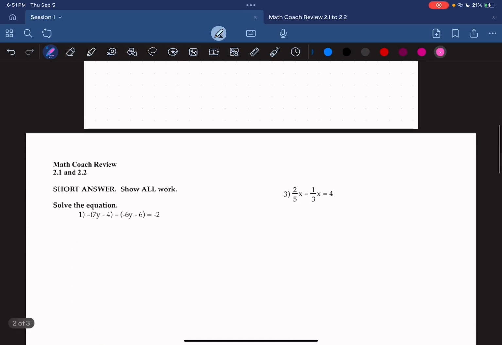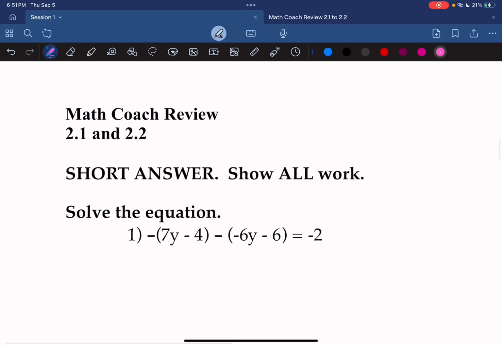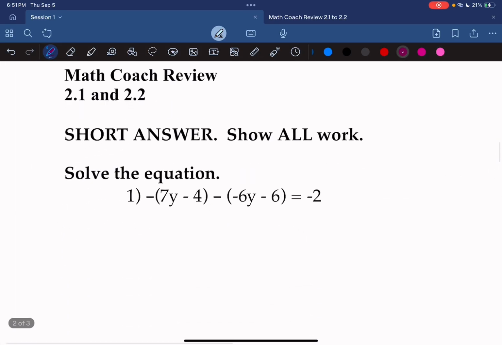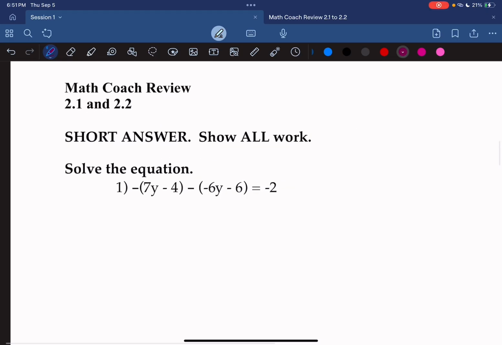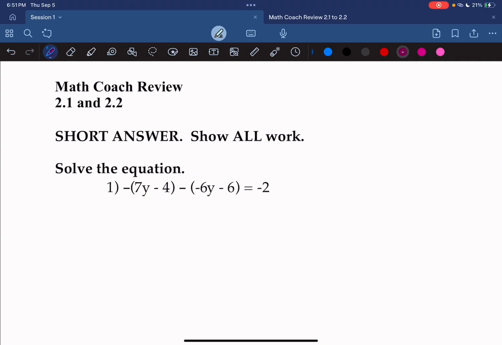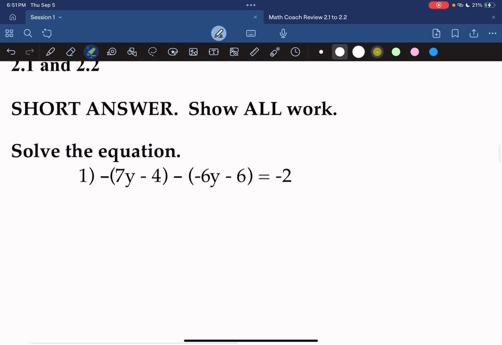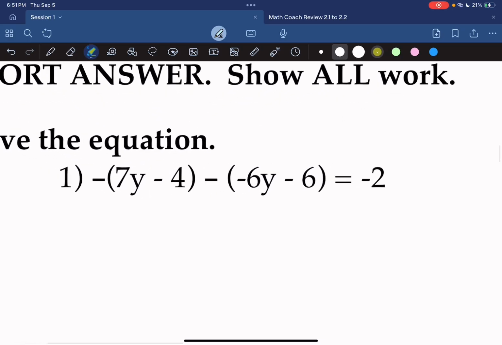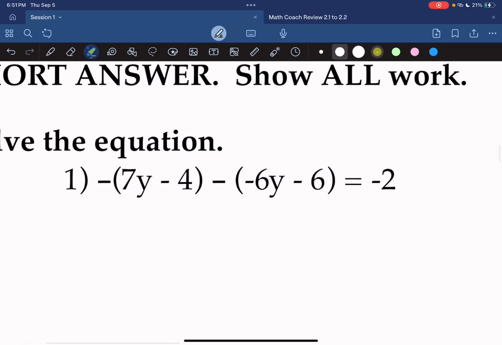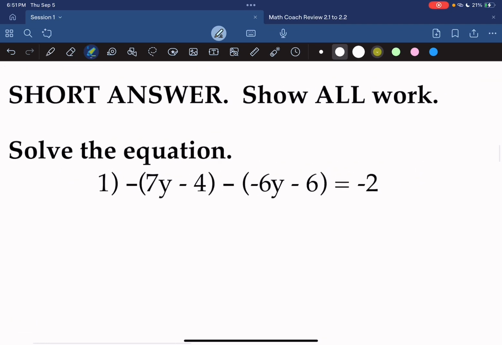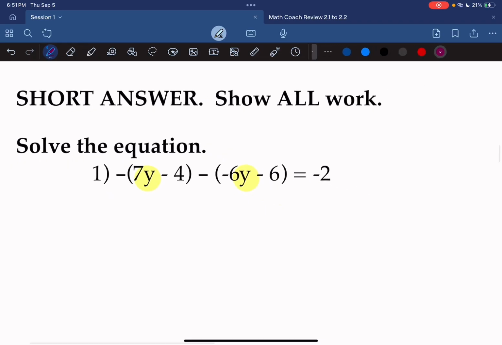Okay, now let's get into the good stuff, the math. So for this section, we have to solve the equation. Easy peasy. I know you guys can do this very easily, but let's review it. So, what are we solving for here in number 1? We're solving for y. To solve for a variable, you have to isolate it.